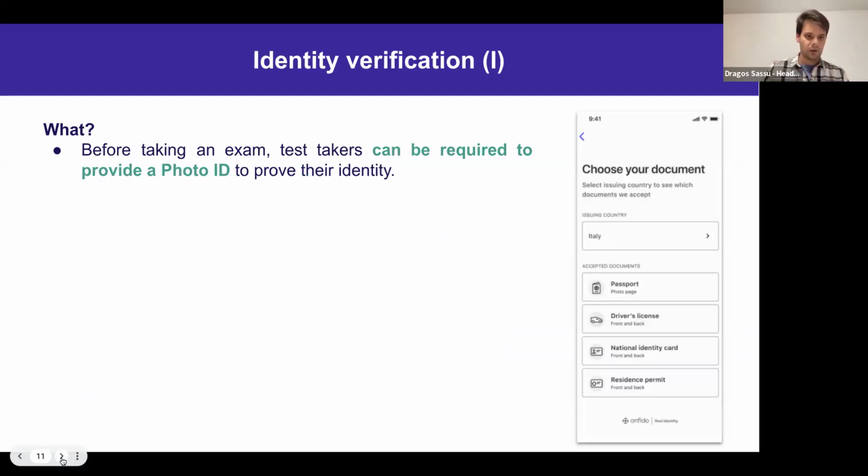The second thing I want to talk about today is identity verification. This one is quite straightforward. Before taking an exam, test takers can be required to provide a photo ID to prove their identity. As long as it has a photo, it can be any sort of ID. Maybe it's a student abroad, so they will use a passport. Maybe it's a driver license. Maybe the national card doesn't have a photo. The system covers all the IDs in all the countries around the globe. So we are quite flexible with what we accept as long as it's genuine.